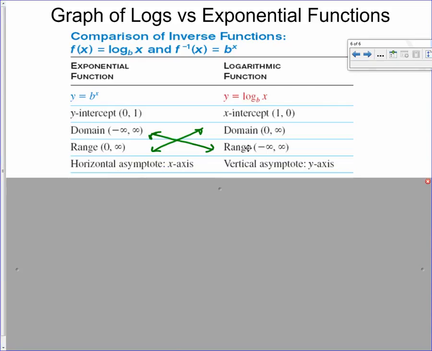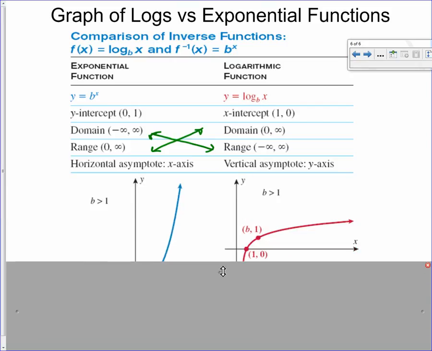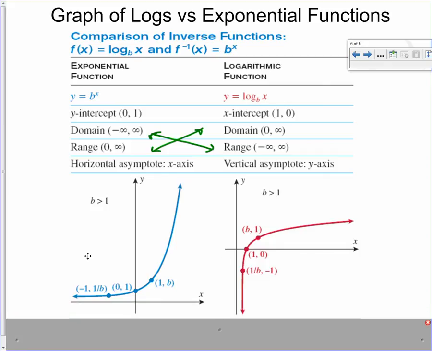Your exponential function has a horizontal asymptote on the x-axis. Your logarithmic function has a vertical asymptote on the y-axis. What is the relationship there? All right, so here we have a graph. On the left, we have our exponential function, and on the right, we have our logarithmic function. Think about what you notice. What do you think would happen if we graph these on the same graph?